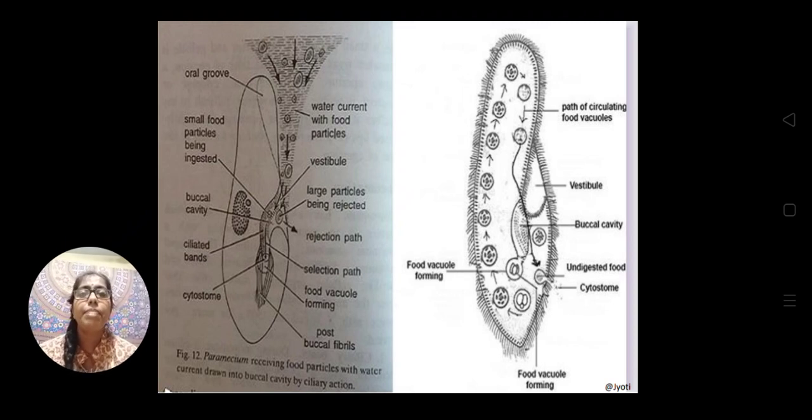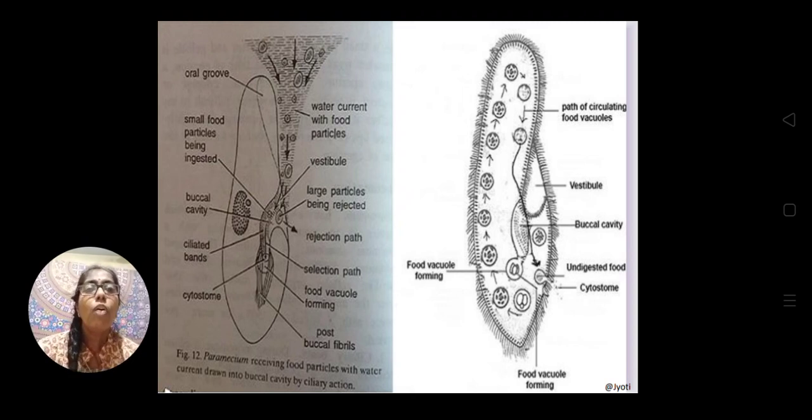It has a specific part in its body where the cilia are present, and those cilia help in capturing the food. Throughout its body cilia are there, but at a particular site, which is known as the cytostome, or you can say the buccal cavity of the paramecium, there is a specific arrangement of cilia which helps in capturing the food.